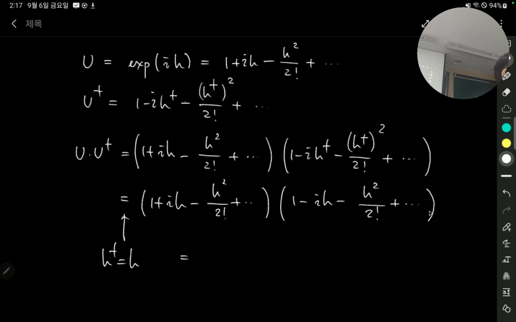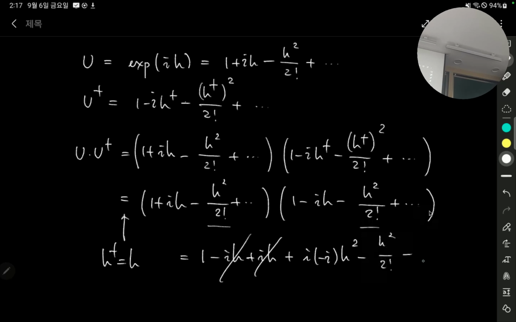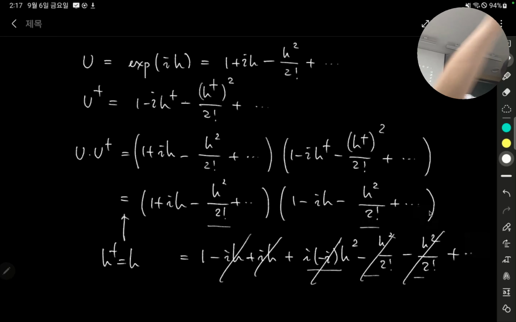Well, let's try to distribute everything here. So 1 is minus HI plus HI, so you have the H part canceled out. And how about the squaring part? So you have i times minus i and H squared, and you have H squared terms here, so you get minus H squared and minus H squared. So this is plus 1, and this is minus 1 over 2 and minus 1 over 2. So these things cancel out, and so on. So you can imagine that we'll cancel it out for every power of H, so you only have 1 left here.